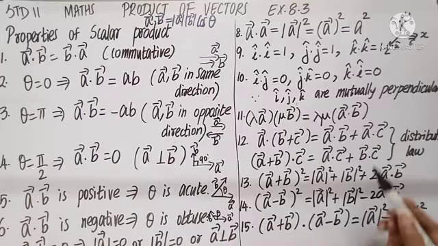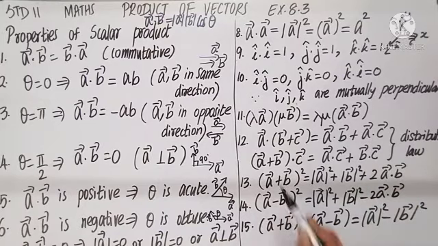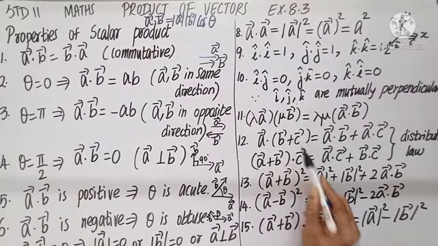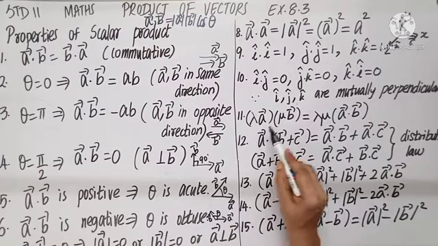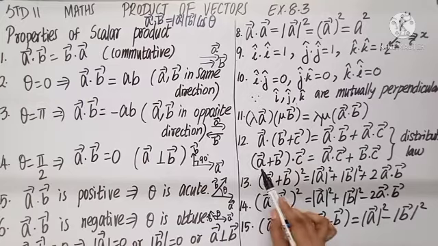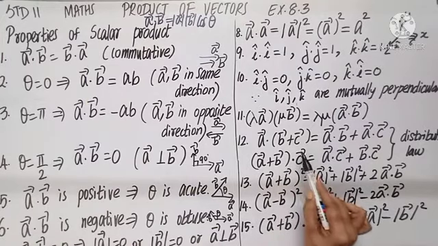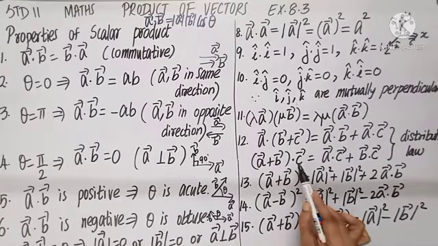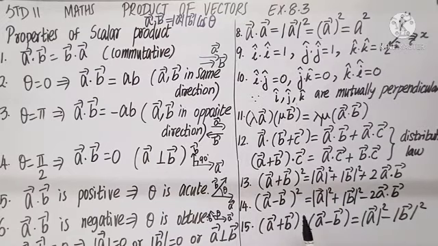Distributive law, we have left and right. A dot (B plus C) can be written as A dot B plus A dot C. Similarly, (A plus B) dot C is written as A dot C plus B dot C. So this we call right and this we call left.